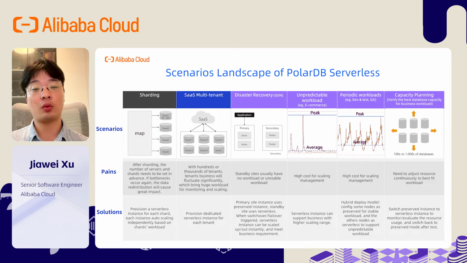serverless instances automatically adapt to demand with a wide scaling range, minimizing scaling management costs. Periodical workloads, such as development or test environments, benefit from a hybrid deploy model, combining preserved nodes with serverless nodes for cost-optimized burst handling. Finally, for capacity planning, you can switch between preserved and serverless instances to monitor and validate resource usage, ensuring the best fit of database capacity with flexibility.